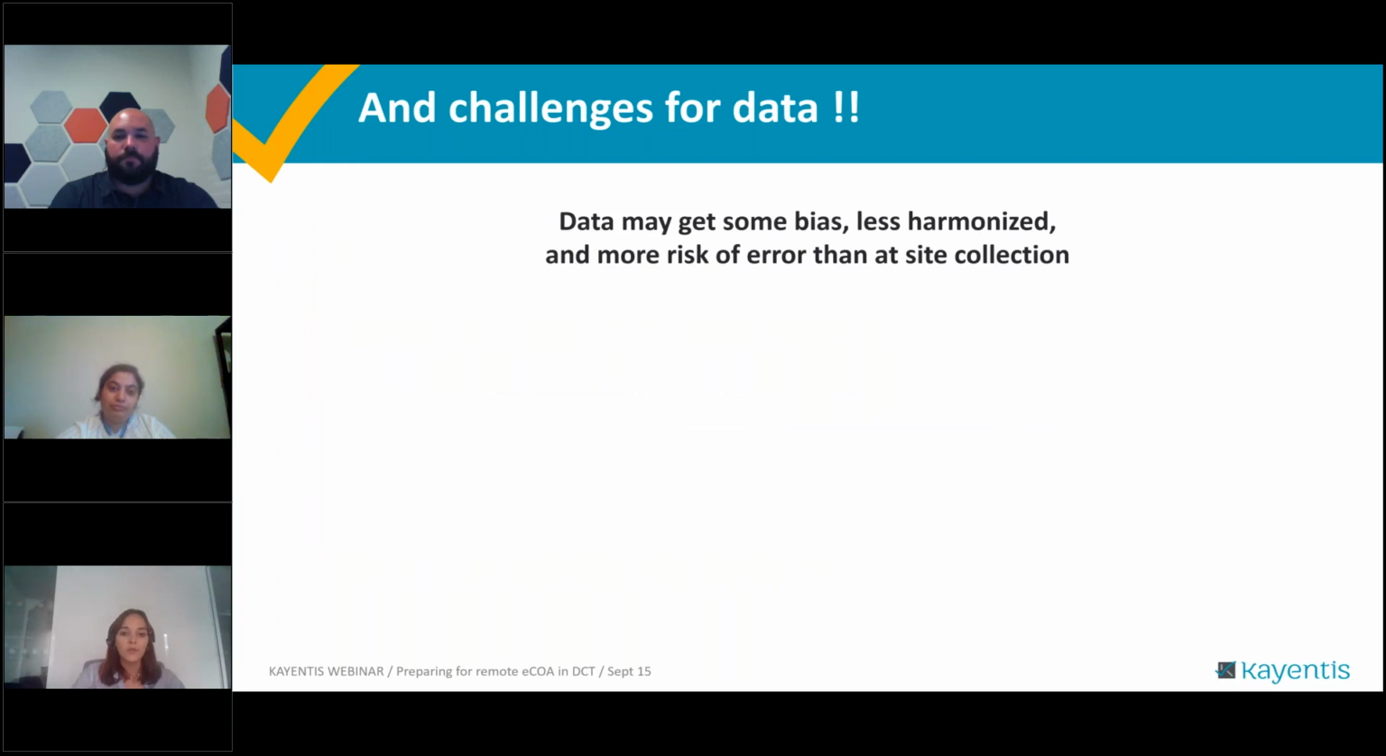But there are not only challenges for the patient, there are also challenges for data. In a standard clinical trial, the data is collected more or less in the same way by more or less the same site team on site. But in a decentralized clinical trial, the data will be collected at home. So the data will be less harmonized. There can be some bias, and the risk of error is higher than in a site collection.